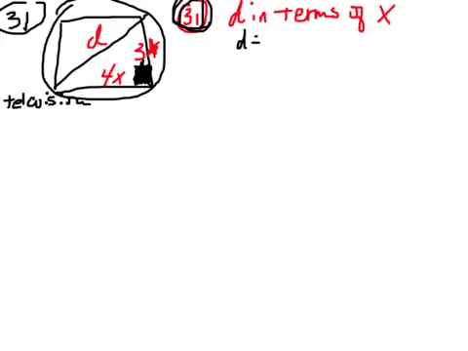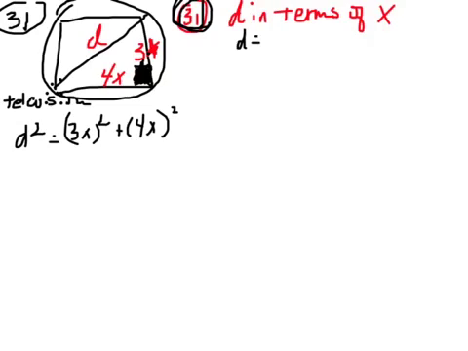If I do the Pythagorean theorem, a squared plus b squared is c squared on a right triangle. Here the legs of my triangle would be 3x and 4x, and my hypotenuse would be d. Now, I'd say d squared equals (3x) squared plus (4x) squared. I'll write my answer up there in a minute where I put my d equals.